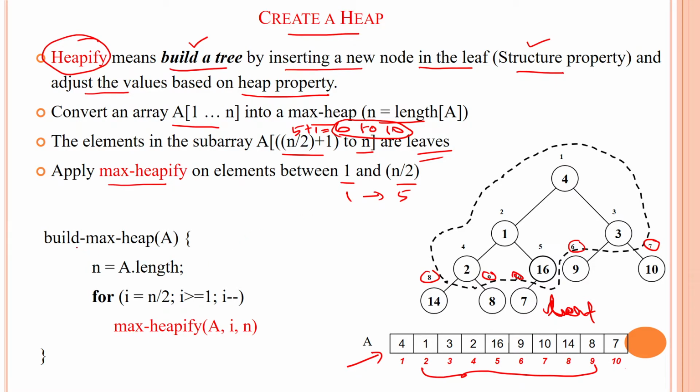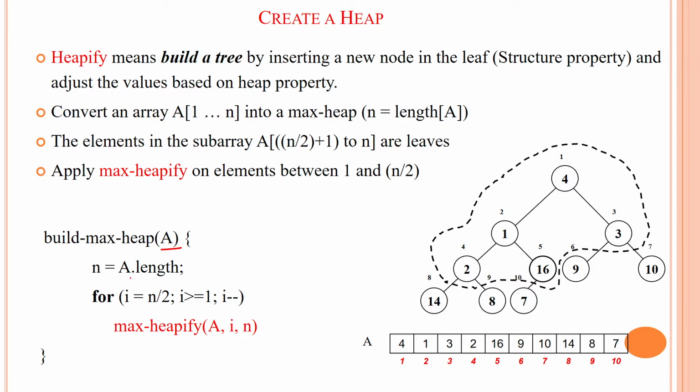First we call the build max heap method for the given array A. Initially we assign the length of the array to n, that is 10. We start from n by 2 because we don't need to traverse the leaf nodes. When you access the parent, we can always check it against the leaf nodes, and that is sufficient. There is no need to check the leaf nodes against null values. That's why we are going from 1 to n by 2.